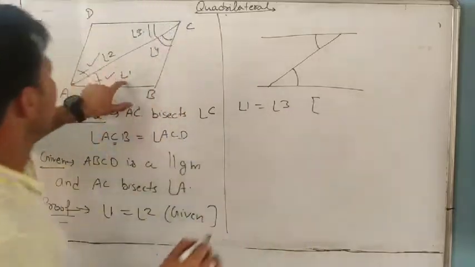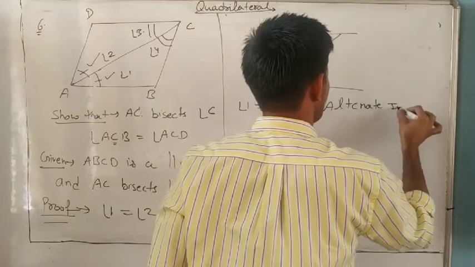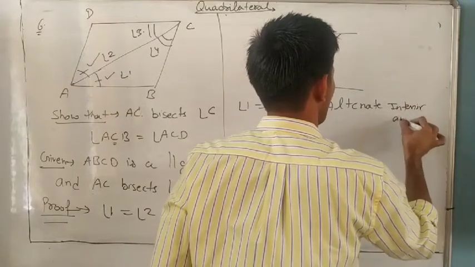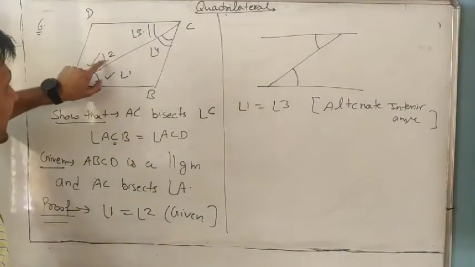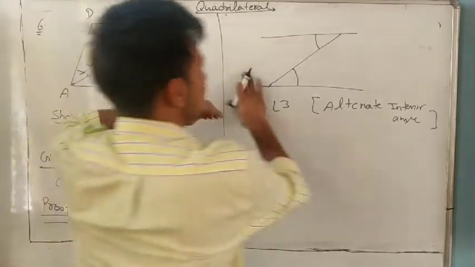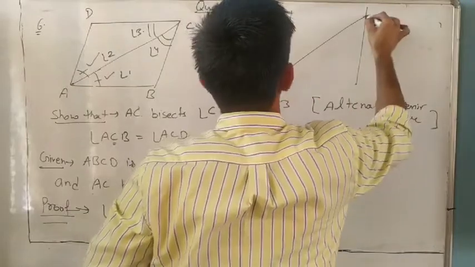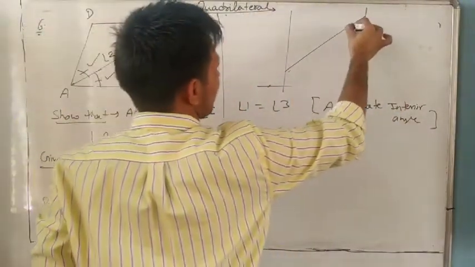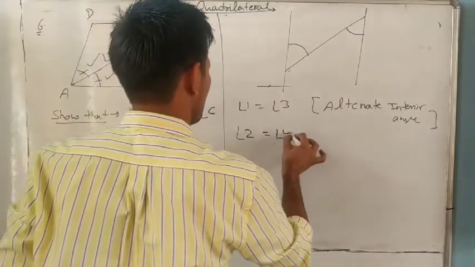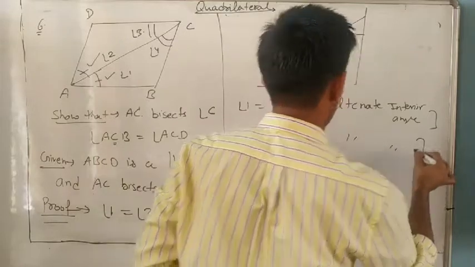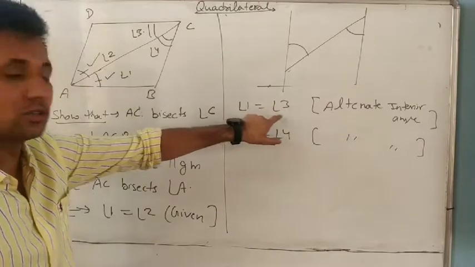angle 3. Why? Because alternate interior angles. Now, angle 1 equals angle 3. Angle 2 equals angle 4. Yes. These two are parallel lines, and it is a transversal line. If it is a transversal line, this angle and this angle are always equal. So angle 2 equals angle 4. Why? Alternate interior angles.